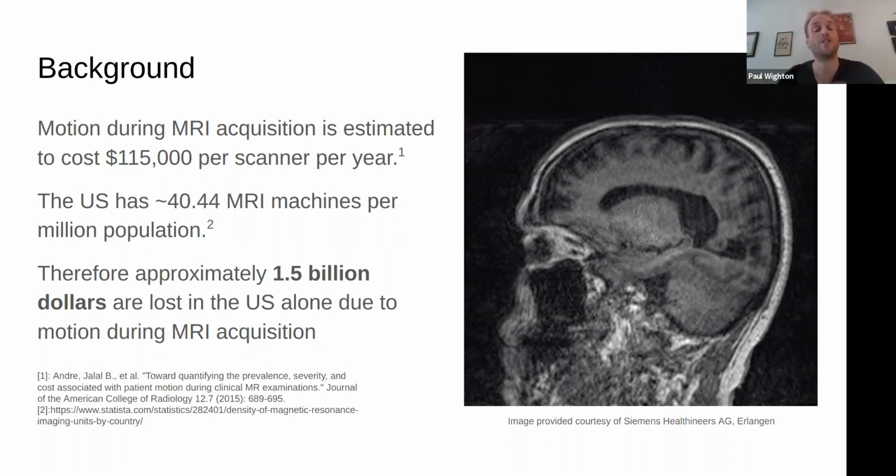As a way of motivating, Dr. Andre Jalal has a great paper on the costs associated with motion in MR. He concluded that on average, it costs $115,000 per scanner per year in either lengthening acquisition times or having to bring patients back to get rescanned. If you just look up the density of MRI machines in America, some simple arithmetic will lead you to the conclusion that motion during MR acquisition is a $1.5 billion a year problem. So there's a lot of motivation to solve it.